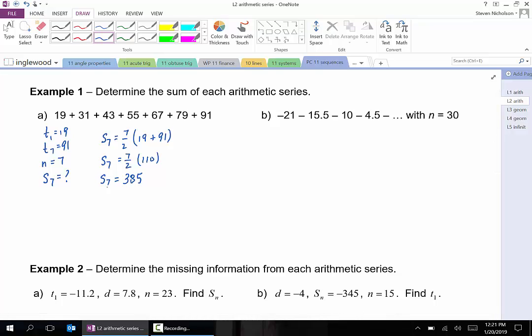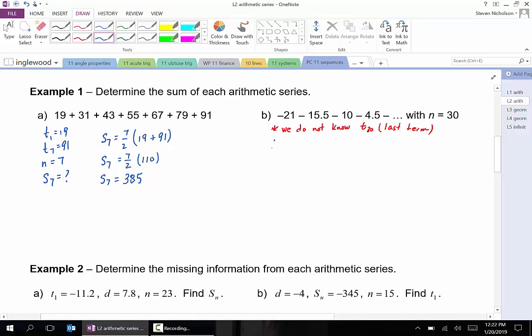Now looking at 1b, what I want you to notice is we do not know T30, the last term. Again, first plus last, and we don't know the last term. So in this one, what we could do is use our formula from last day and find T30, or we could just use the second formula above, and that's what I'm going to use.